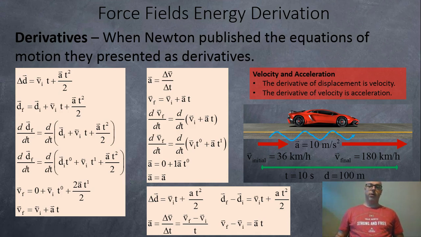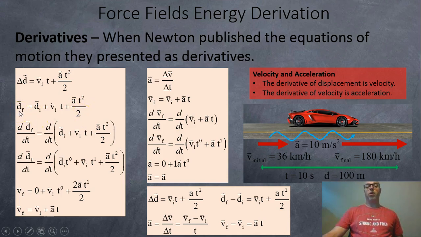So let's do some derivatives with actual equations of physics. If you take the change in position equation, delta d is equal to vi t plus a t squared over 2, one of the equations of motion. Remember, delta d is just df minus di. So I'm going to take the minus di and bring it over to the other side. And so this is how you could write the equation of motion right here. So df, your final position, is di, your initial, plus your initial velocity, vi t, plus your acceleration, t squared over 2. We're going to take the derivative.